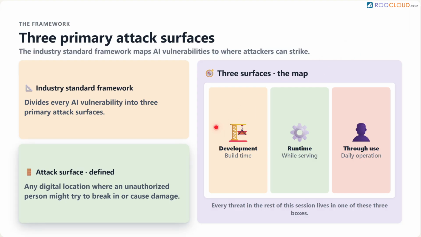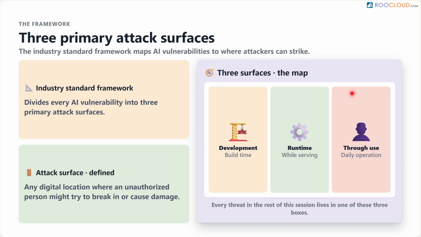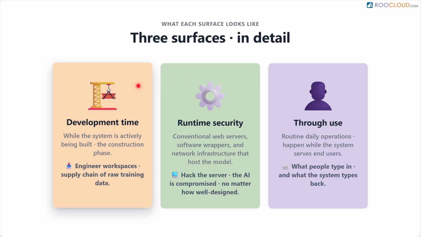An attack surface is any digital location where an unauthorized person might try to break in or cause damage. The three surfaces are development time threats, runtime security threats, and threats through use. Development time threats occur while the system is actively being built. This is the construction phase. Vulnerabilities here involve the engineer workspaces and the supply chain where raw information is gathered.